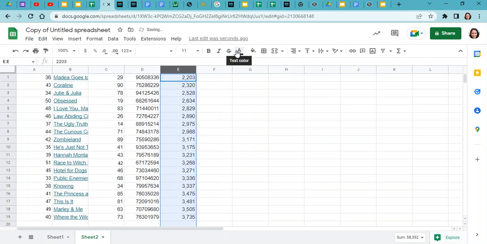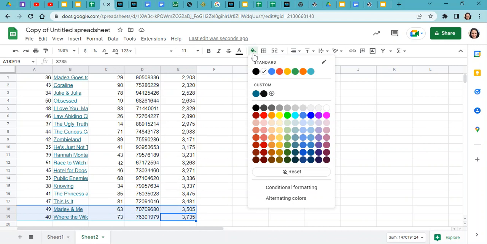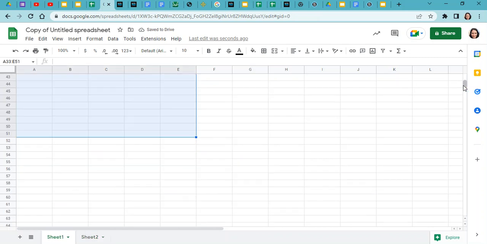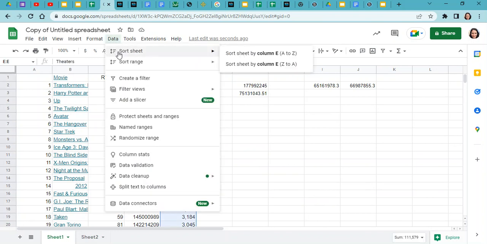column E. Okay, so now it's easy to see which ones have, so I only had 2 that were under $100 million, but also over the 3,500 theaters. And just to help me remember that, I could fill them with a color. Okay. Then I'm going to go back to sheet 1 and do the same thing. So I'm going to go to column E, highlight that, data, sort the sheet.